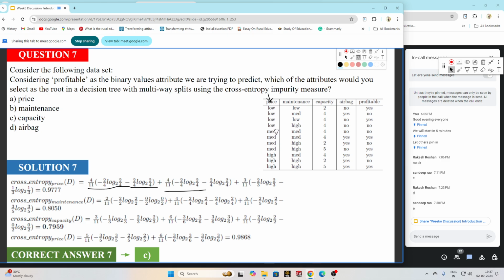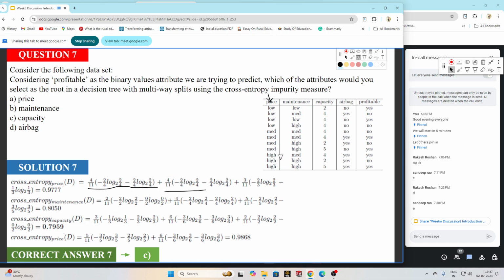Medium we have again 4 examples. Medium also has 2 yes and 2 no, that is why minus 2 by 4 log base 2 of 2 by 4, minus 2 by 4 log base 2 of 2 by 4, and weighted because 4 medium examples are here, 4 by 11 to find out the weighted.